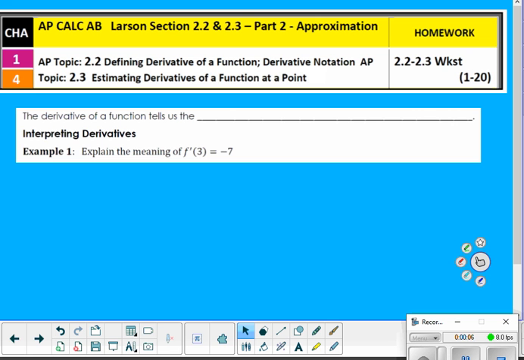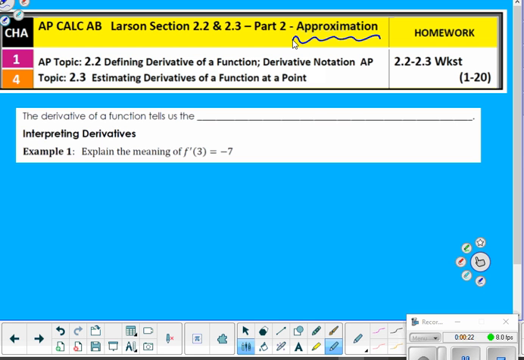Hello and welcome. We are working on lesson 2.2 and 2.3. This is day 2 of this topic. And today you can see we're really going to be focusing on approximations, so different methods of approximating the derivatives.